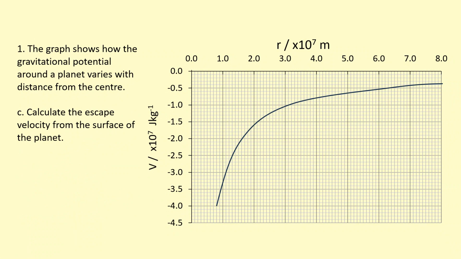Part C, calculate the escape velocity from the surface of the planet. On the surface of the planet, the gravitational potential is minus 4 times 10 to the 7 joules per kilogram. And if I want to escape from the surface of the planet, I need to go all the way to r equals infinity, basically very far away. And at that point, the gravitational potential is defined as 0. So the difference between minus 4 times 10 to the 7 joules per kilogram on the surface and infinitely far away, where it's 0, is 4 times 10 to the 7 joules per kilogram.